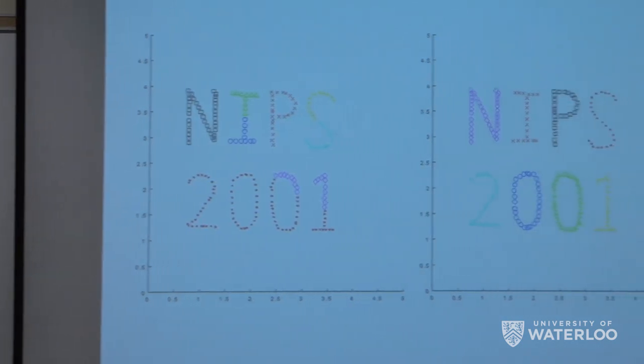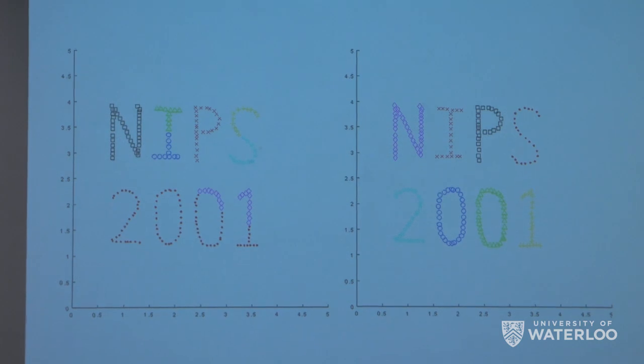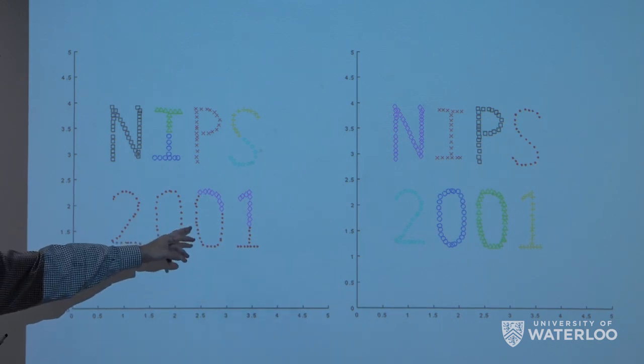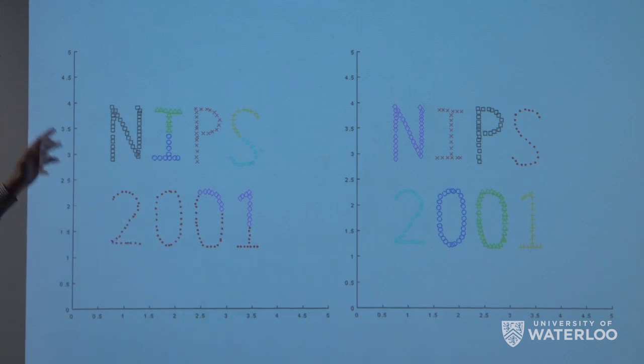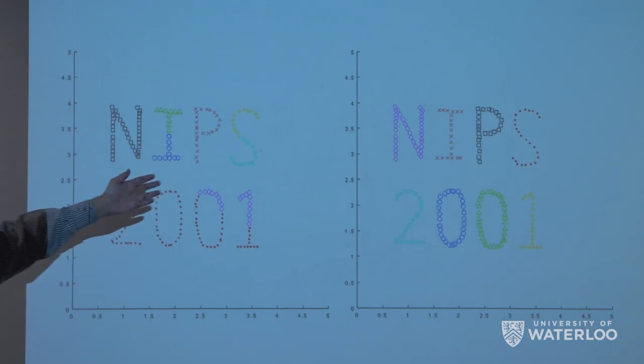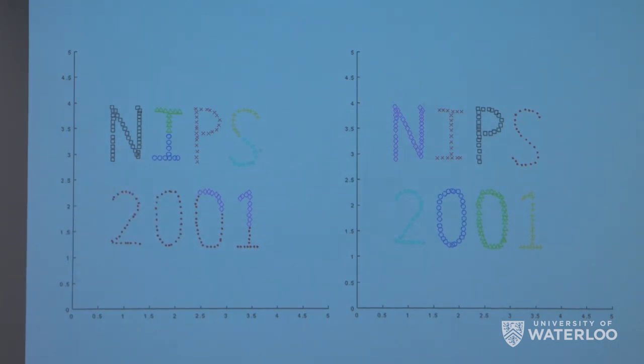And this is another example from the paper when it appeared in NIPS in 2001. The data set is just NIPS 2001, and they tried to cluster it in 8 clusters, and this is the result of k-means again. K-means put 2, 0, and a part of this 0 and a part of 1 in one cluster, and a part of 0 and part of 1 in another cluster. But spectral clustering takes each alphabet or each digit as one cluster.